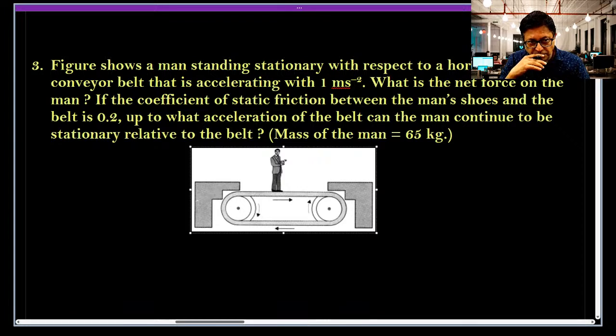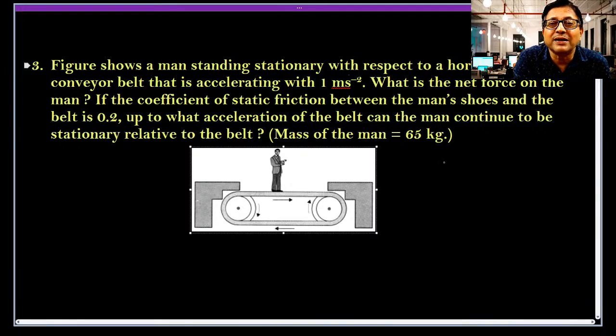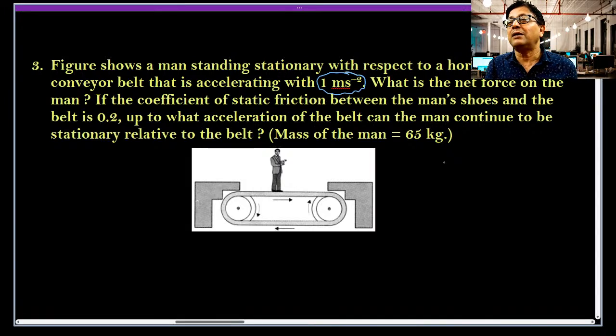Done. Net force on the man will be what? Because the man is moving with that acceleration only, no? So some external force is taking the man in the forward direction. The man is not moving himself, but he is being moved. What is the acceleration of the man? Due to the conveyor belt, 1 meter per second square.